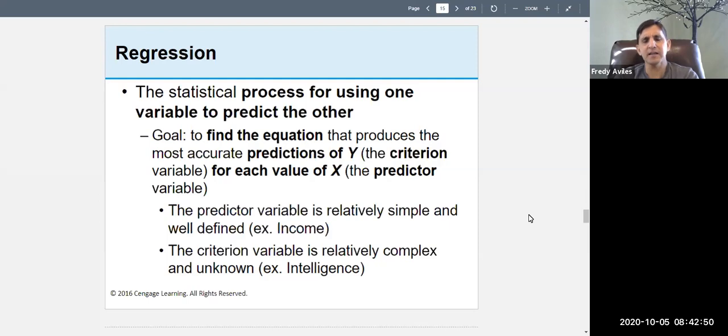But I could have said, instead of income, your age, and then I could have said your health, right? That would have been an example that's less controversial. This is one that really gets people upset when they think about this, for good reason. But remember, we're not talking about cause and effect here. We're just talking about correlation.